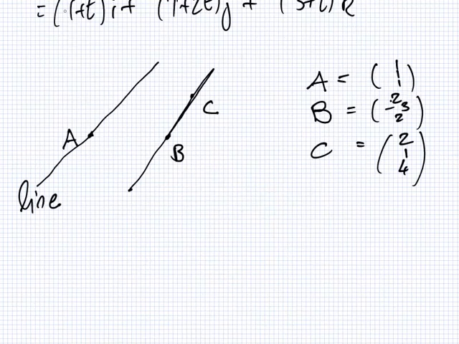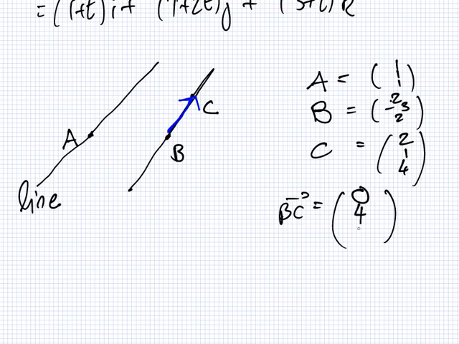So what do you think I need to calculate first? BC. No, just BC is enough. So BC equals C minus B. What's that? C minus B. 0 minus 4, then 2.